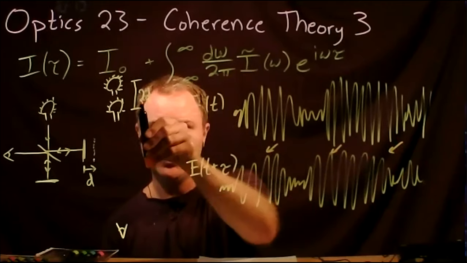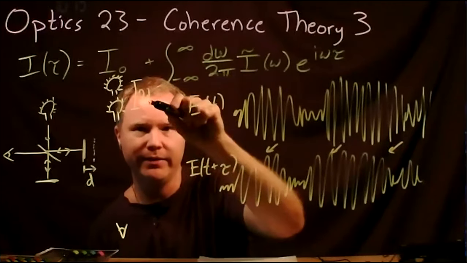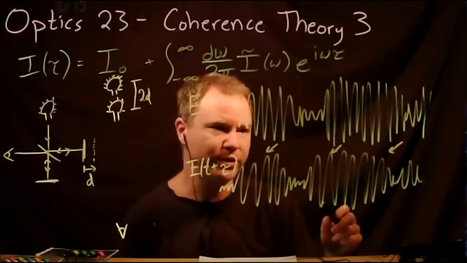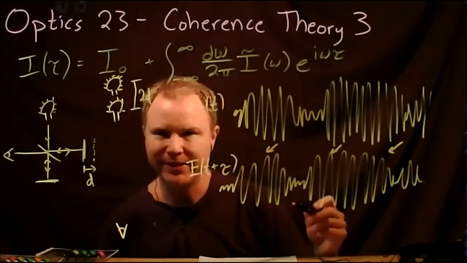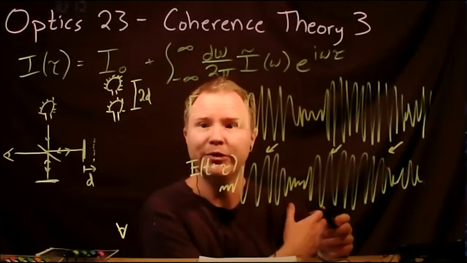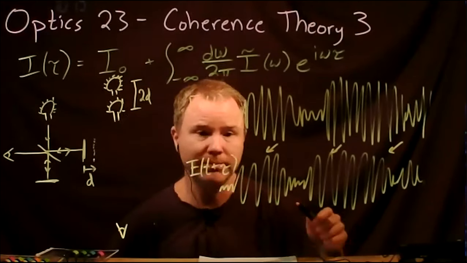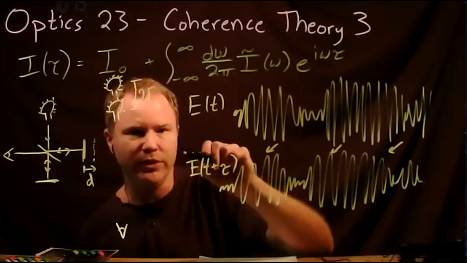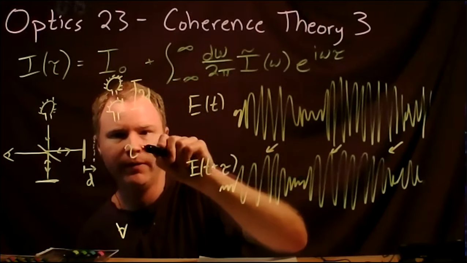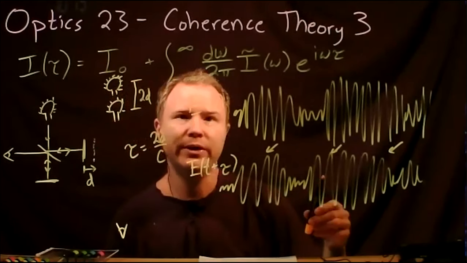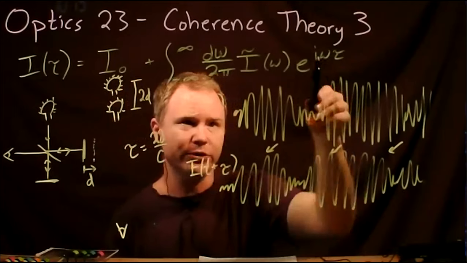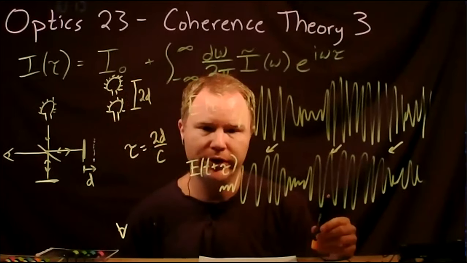If I were to convert this to time, that's just the speed of light travel time for this 2D. That's a really short amount of time because this distance is usually tens of microns, maybe hundreds of microns. So the actual tau is 2D over c, but we're going to work in tau because it's easier to write all the Fourier transforms and do all the math in terms of tau.